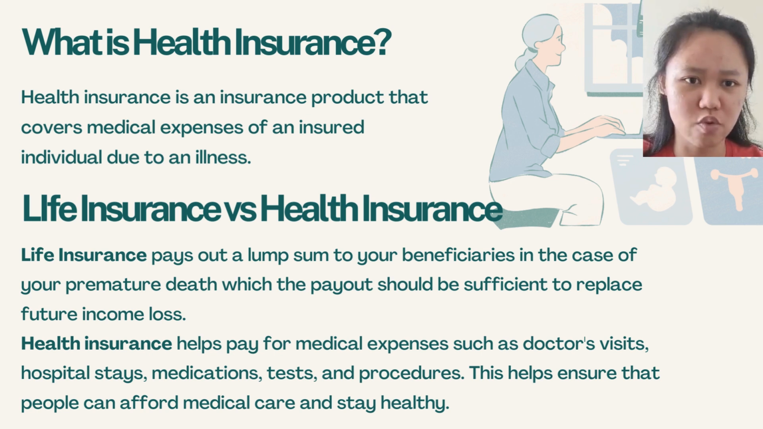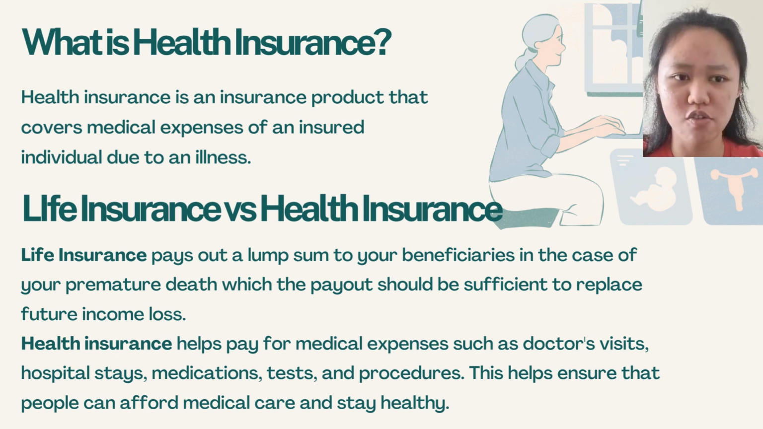This helps to ensure that people can afford their medical care and stay healthy, while life insurance pays out a lump sum to your beneficiaries in the case of your premature death, with which the payout should be sufficient to replace the future income loss.